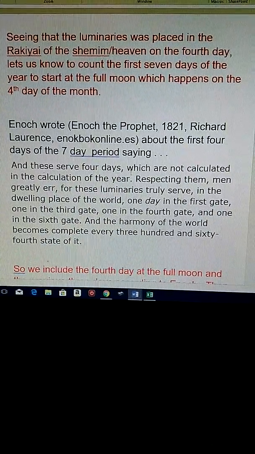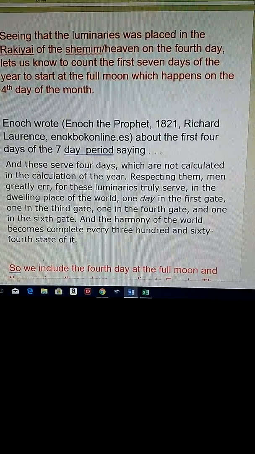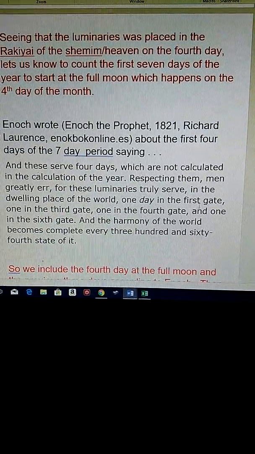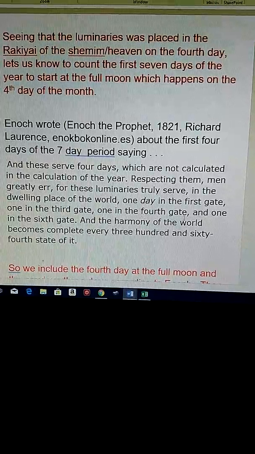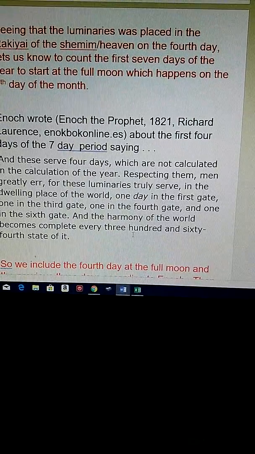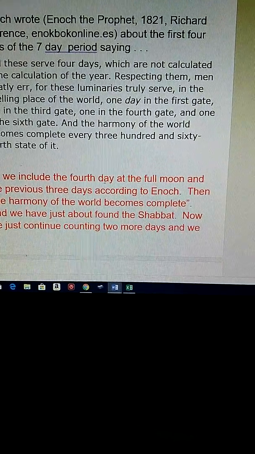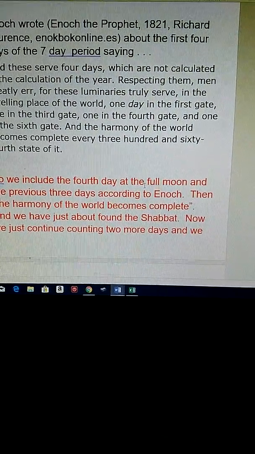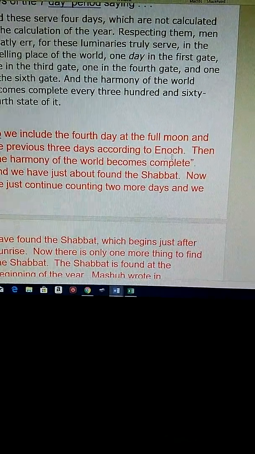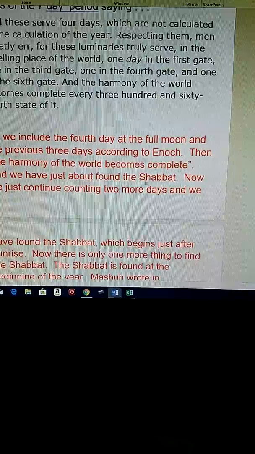"And these serve 4 days which are not calculated in the calculation of the year. Respecting them, men greatly err, for these luminaries truly serve in the dwelling place of the world, 1 day in the first gate, 1 in the third gate, 1 in the fourth gate, and 1 in the sixth gate. And the harmony of the world becomes complete every 364th state of it." So we include the fourth day at the full moon and the previous 3 days according to Enoch. Then the harmony of the world becomes complete, and we have just about found the Shabbat.